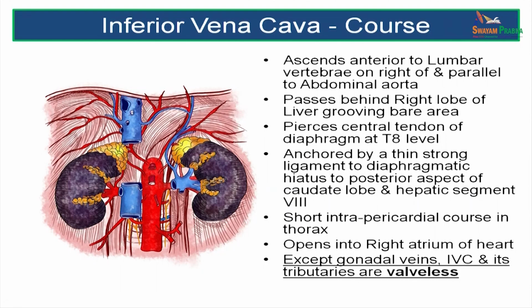What is the course of the inferior vena cava? As we just said, it ascends upwards, it lies slightly to the right of the midline and it passes behind the right lobe of liver, grooving the bare area, and it is anchored by a thin strong ligament to the diaphragmatic hiatus to the caudal lobe of liver, and it has a small intrapericardial course in the thorax and opens into the right atrium. Except for the gonadal vessels, all the tributaries of the inferior vena cava do not have valves.